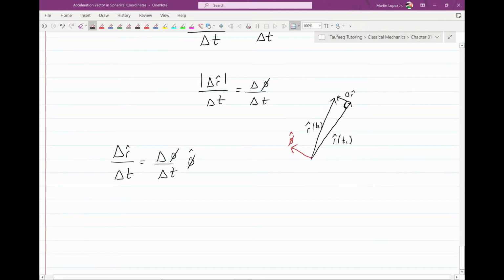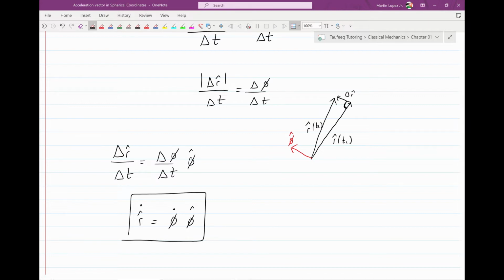Alright, and now we can take the limit as delta t goes to 0. So we have r hat dot. What's delta phi over delta t? That's just phi dot, by definition. Phi hat. And we are done with that part. We're not done with the problem yet, we're just done with that part, right? And that's great.